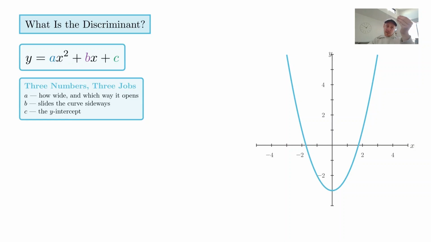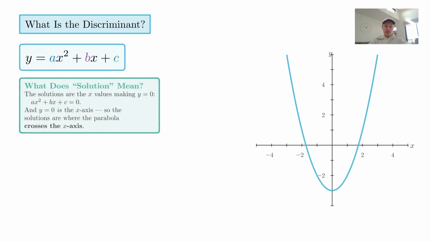Those values of a, b, and c are clearly going to change the way this parabola looks, and that's going to change the number of solutions. At the moment, there are 2 solutions. I think this word solutions can be a little bit confusing when you first encounter it. The parabola we have here at the moment has 2 solutions, which just means it crosses the x-axis twice.